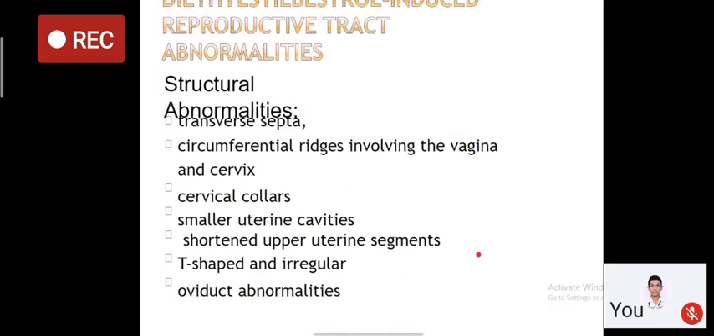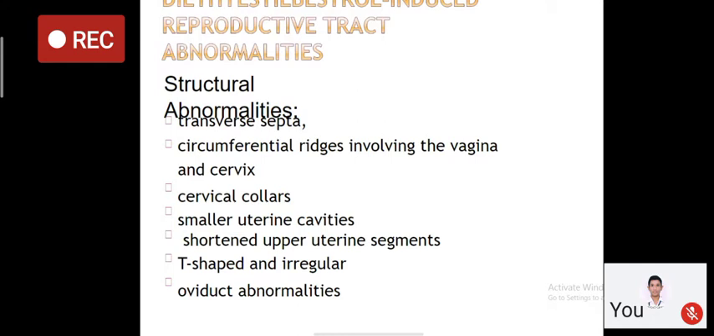So structural abnormalities, what structural abnormalities can you get in DES exposure? One is a transverse septa. Another is a circumferential ridge involving the vagina and the cervix. Another thing, you can get cervical collars. There are some polyp-like projections that are called cervical collars. Smaller uterine cavities, shortened upper uterine segment, T shape.